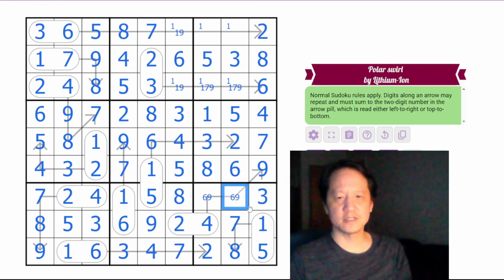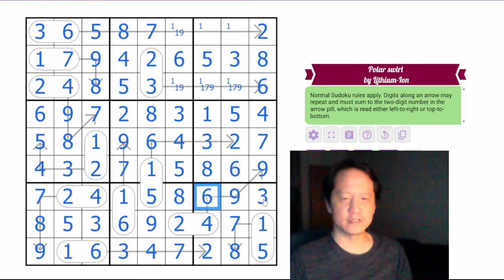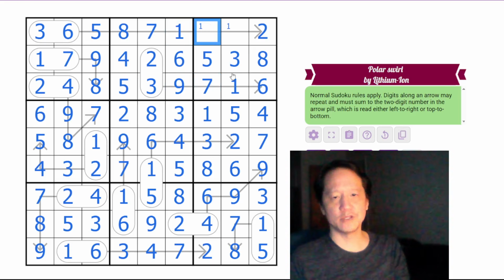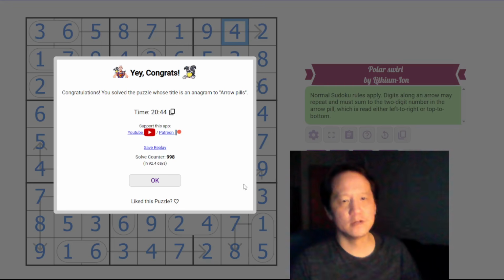Okay, so this 6 eliminates 6 here, so it's 9, that's 6. There we go. No 7, 9 here, that's 1, which makes that 9, which makes that 7. 9 eliminates 9 here, so that's 1. This is left as a 9, and this has to be a 4.